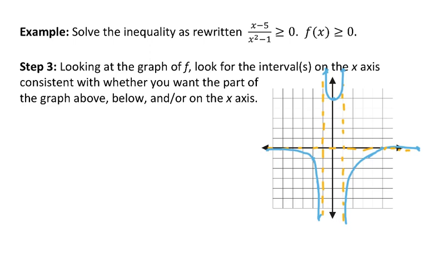As I look at the inequality as I have rewritten it, and as I've redefined it as f of x greater than or equal to 0, as I look at the graph, I'm going to think about what intervals on the x-axis are consistent with whether you want the graph to be above, below, or on the x-axis. Here I'm asking where is f of x greater than or equal to 0? f of x is greater than or equal to 0 for any values of x that are above the x-axis.